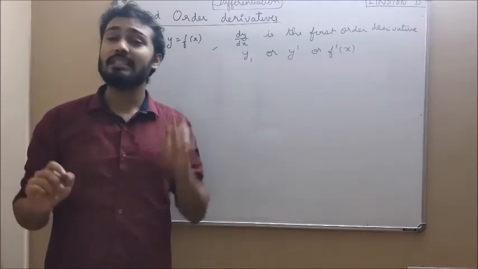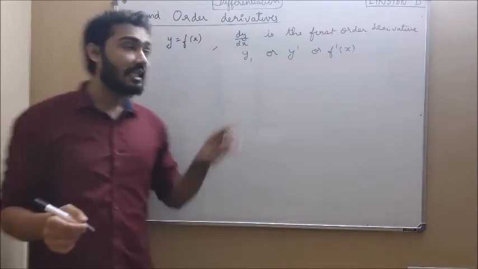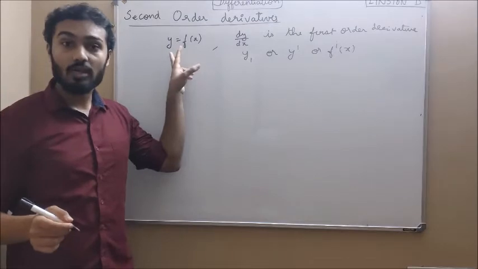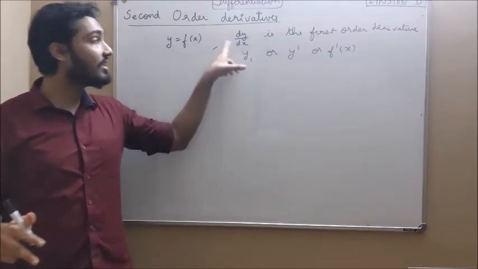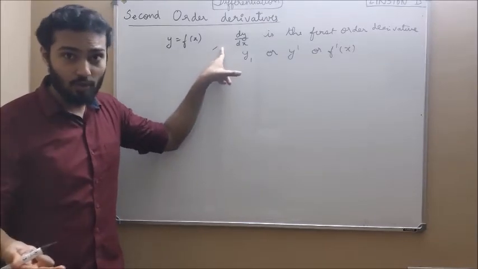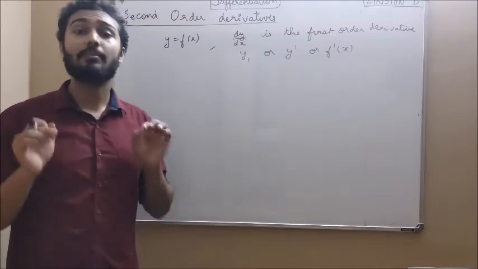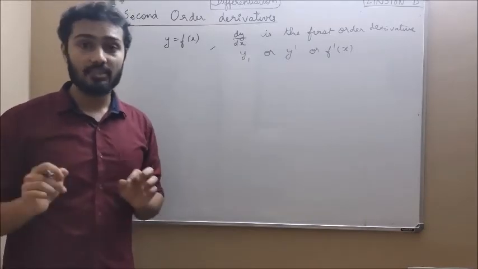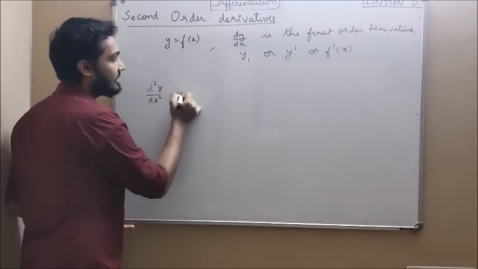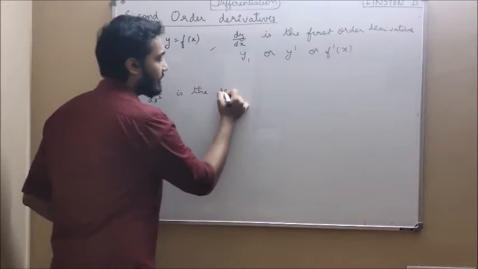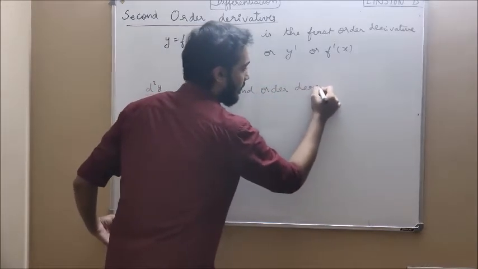Now we come to the second order derivative. What is the meaning of second order derivative? If we differentiate y equal to f of x twice, we get the second order derivative. Or if you differentiate dy by dx once more, you get the second order derivative. It is represented by d square y by dx square.